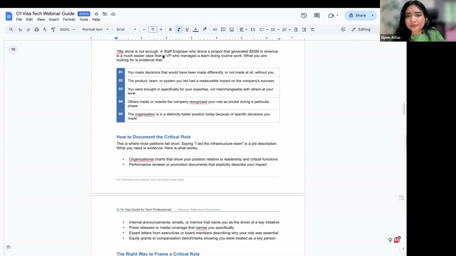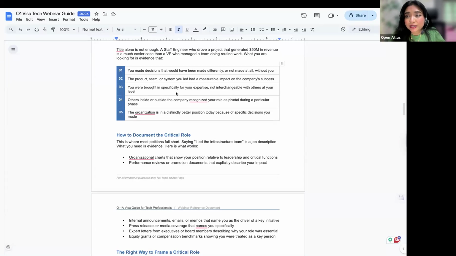So it's very easy to prove that a staff engineer has generated $50 million, but it is significantly more difficult to prove how the VP of engineering has done something exceptional with the daily routine work. A small decision can make or break the next move of the company, and that is the weight the VP of that company carries on their shoulders. But we have to document it.